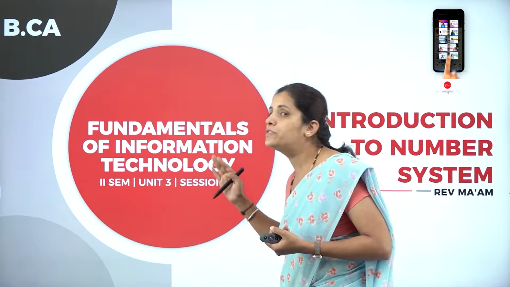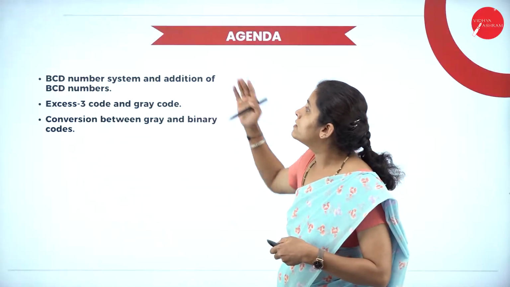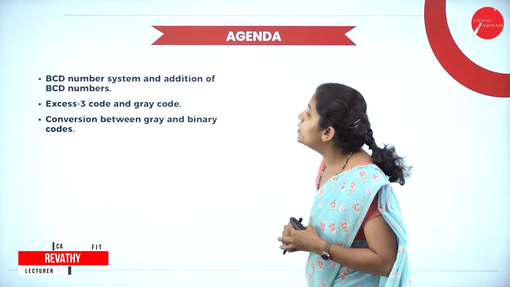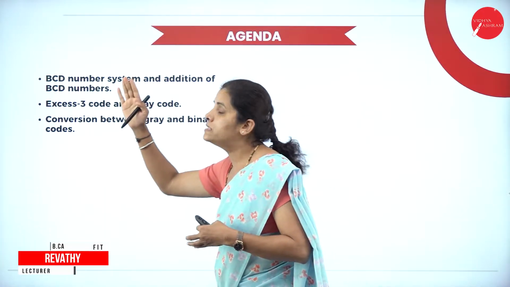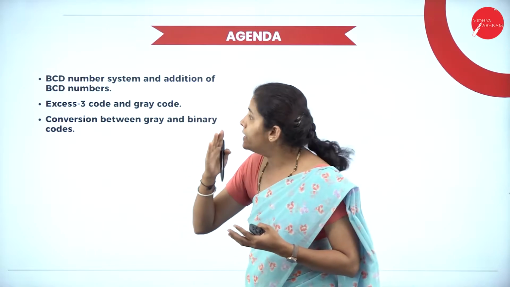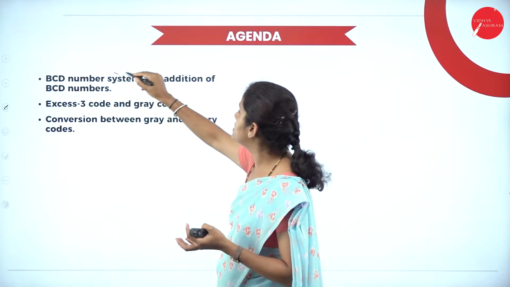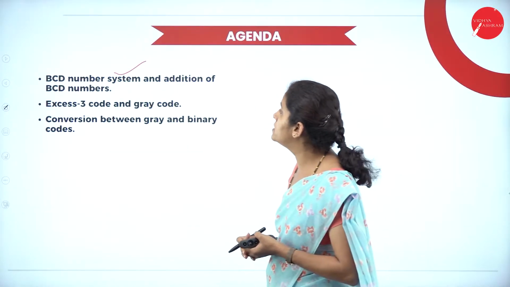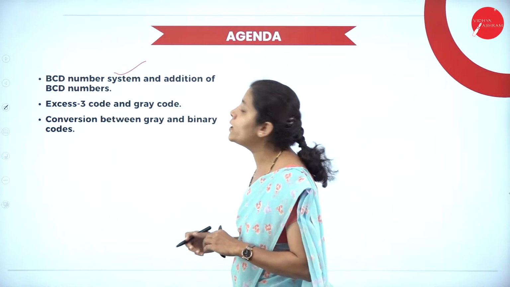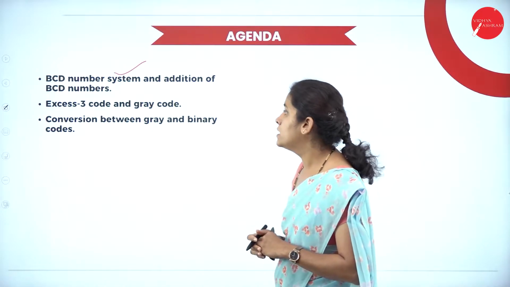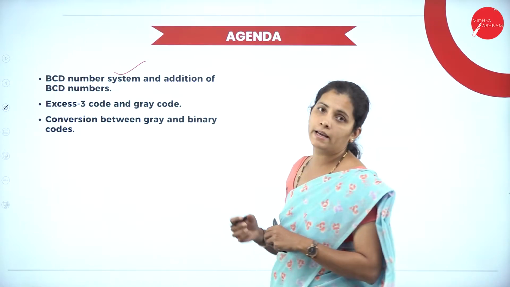We are on the 5th session of Introduction to Number System. Moving further, in today's session, we are going to discuss BCD number and addition of BCD numbers. Then I am going to discuss Xs3 code and gray code. Then I am going to discuss conversion between gray and binary code.